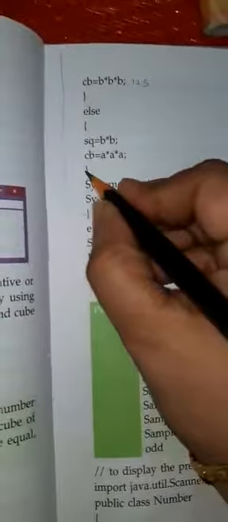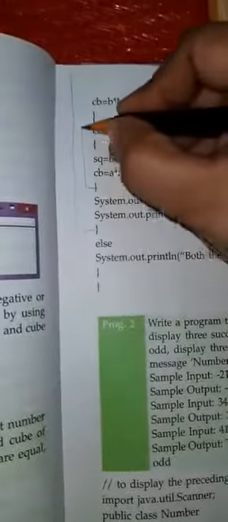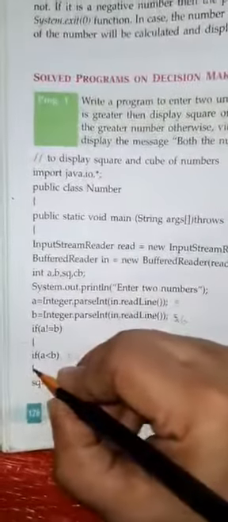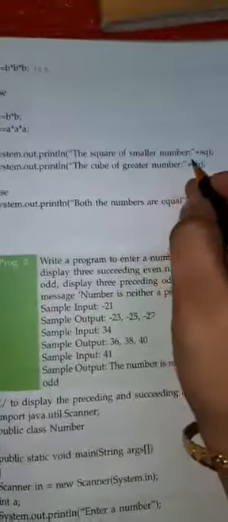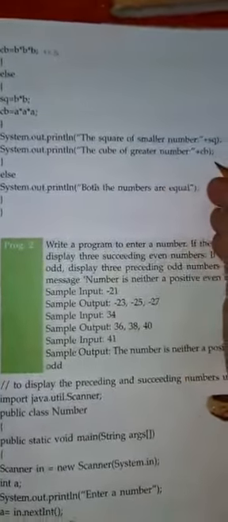So where will it go? This is the end of the if statement. Here it will display the square of the smallest number is SQ, that is 25, and the cube of the smallest number is CB, that is 125.